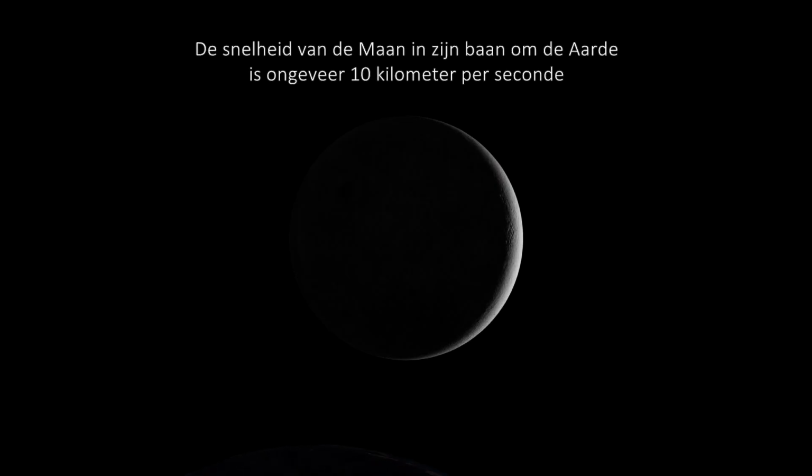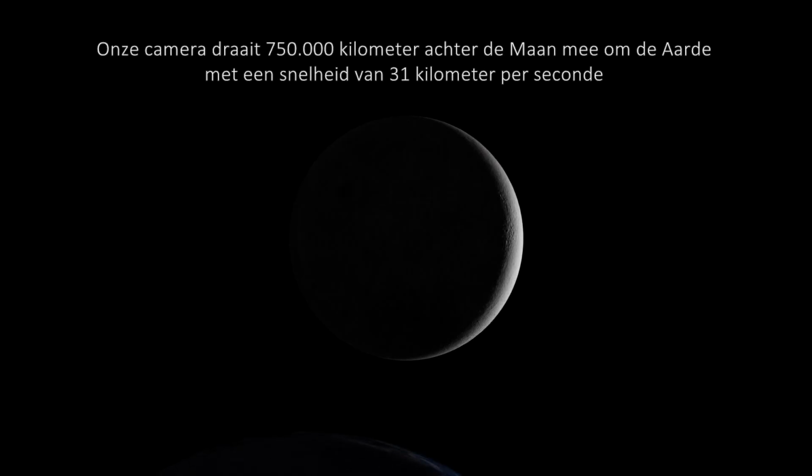The moon's orbit around Earth is about 1 kilometer per second. Our camera rotates 750,000 kilometers behind the moon around the Earth at a speed of 31 kilometers per second.